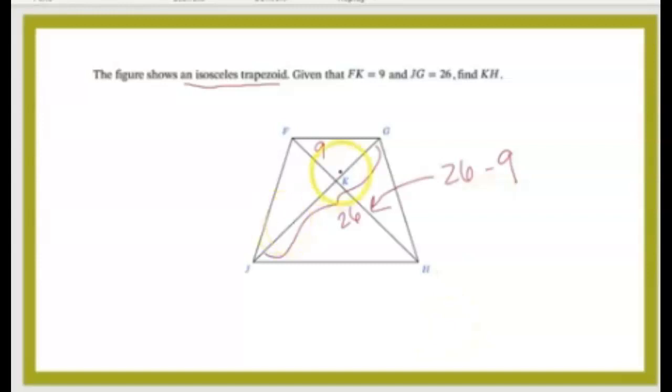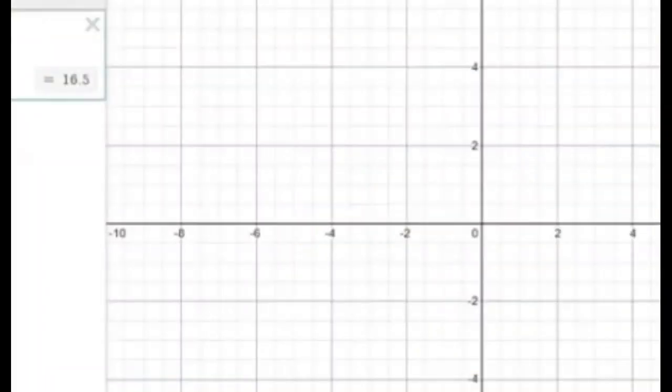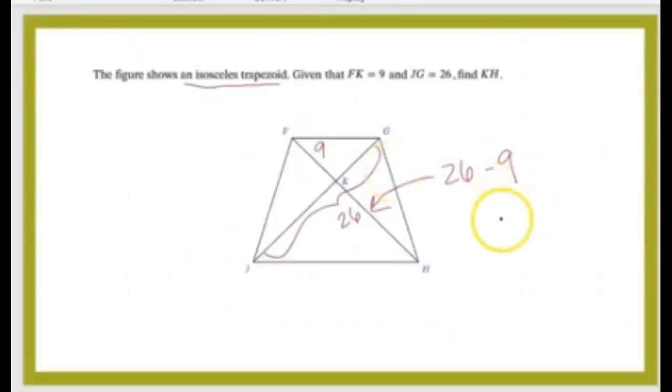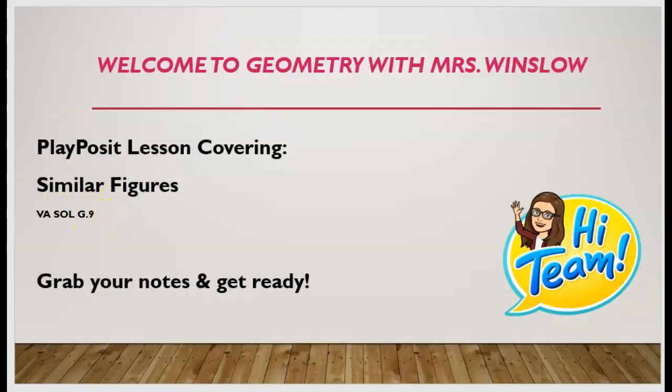Just to be sure, yep, 26 minus 9, 17. 17 units. I know this one was a lot shorter than the other ones that we've done, but I just wanted to. So let's get to our slides for the day.